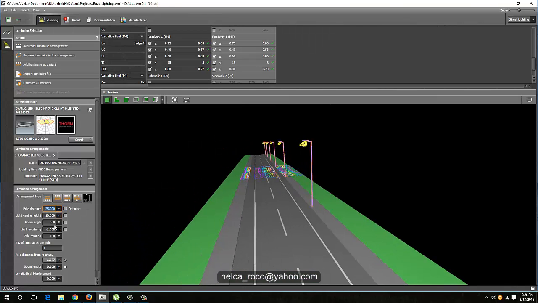What if we increase the pole spacing to 30 meters? Now it's negative. So I think up to 28 it can go. Yeah, this is 28 meter spacing. And what if I increase the boom angle to 10? No, it's not good. So it should be 5 degrees only.